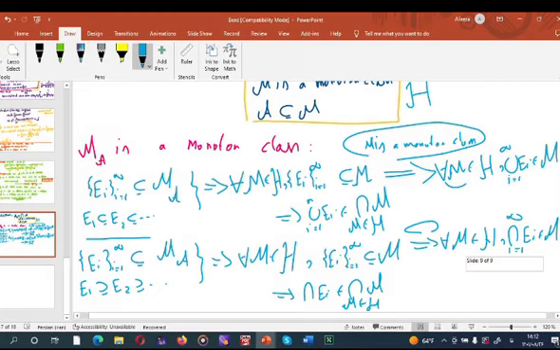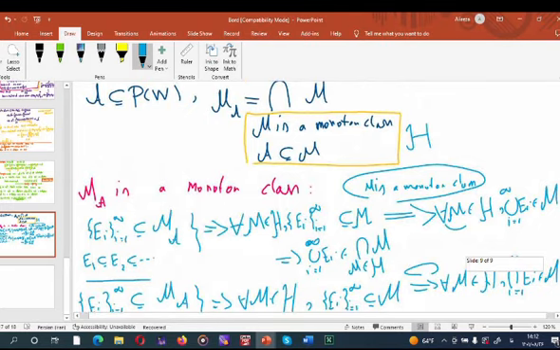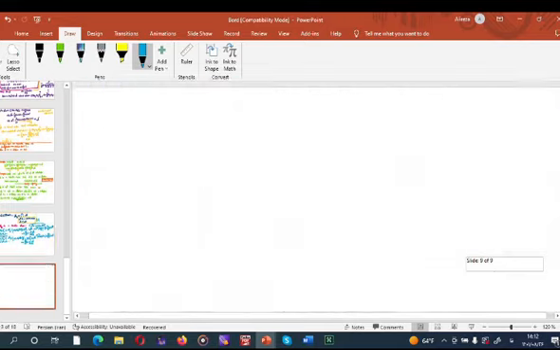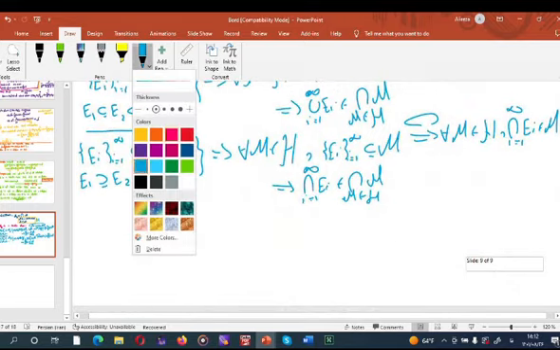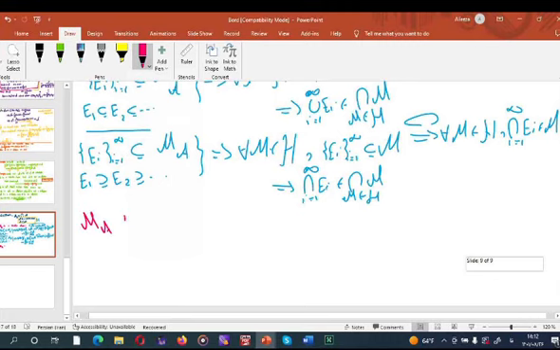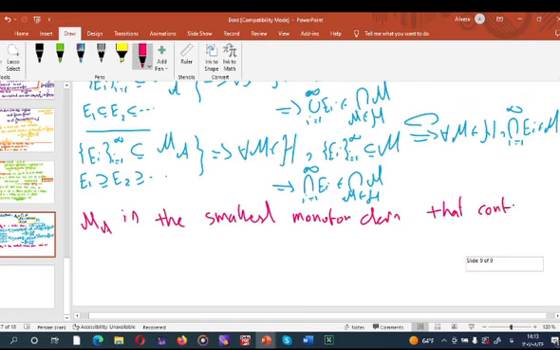M belongs to H, and these are infinity. So that MA is a monotone class, and it is very easy that this MA is the smallest monotone class that contains A, because we consider the intersection of all of these M's, so that MA is the smallest monotone class that contains A.